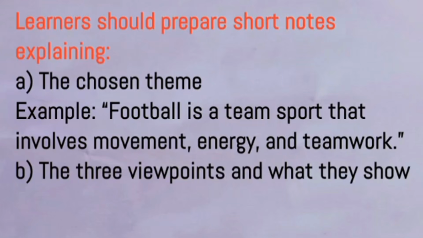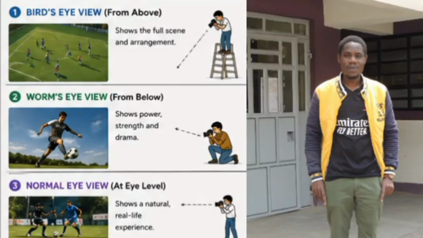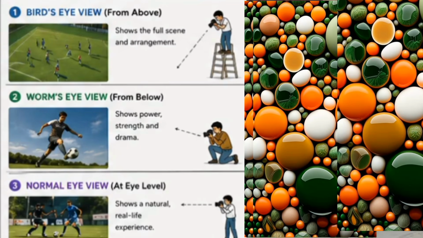Then, part B of their research and preparing notes, let them talk about the 3 viewpoints and what they show. Let's understand the 3 viewpoints. The first one is bird's eye view. It's a photo taken from above. It's a bird, so it's above. This photo shows the full scene, arrangement of players or performers, movement patterns.